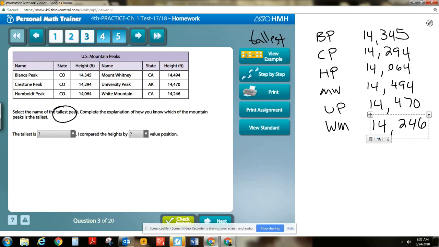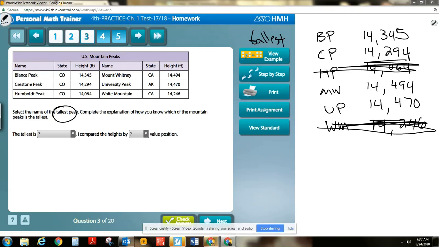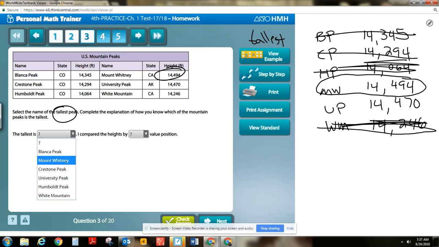Ooh, 14,442. Well, highest can't be that one. My highest numbers are the fours, right? The 400s. So I can cross off everything else. So here we go. It's going to be one of these two. I go to the tens place, 9, 7. Well, 9 is greatest. So I circle here, and it's MW. MW is Mount Whitney, not White Mountain. Don't flip them. MW Mount Whitney. So this is my greatest. My tallest is Mount Whitney.